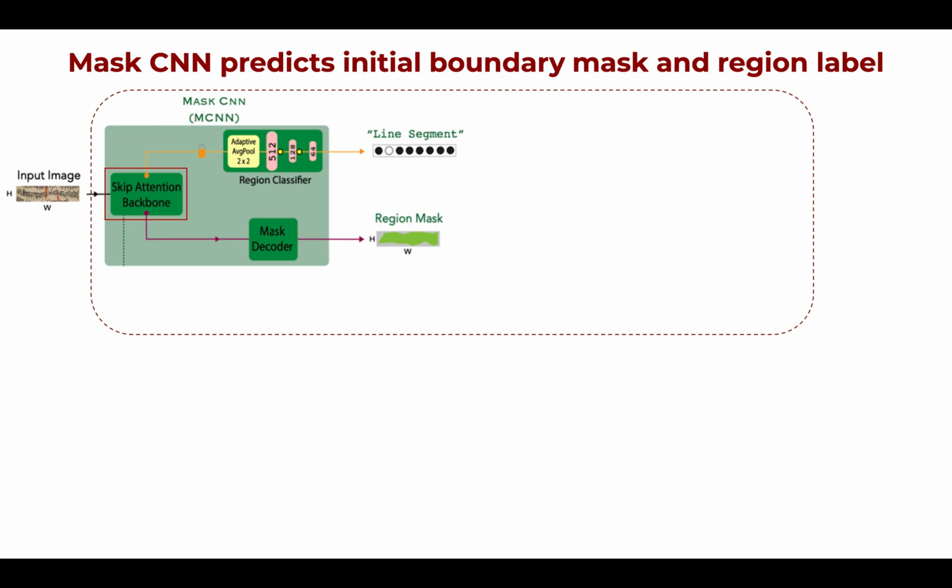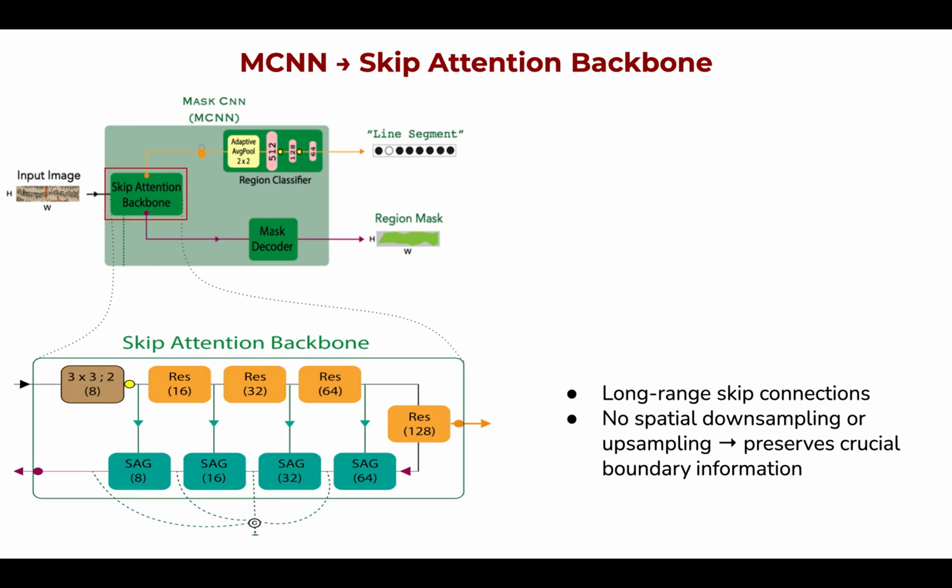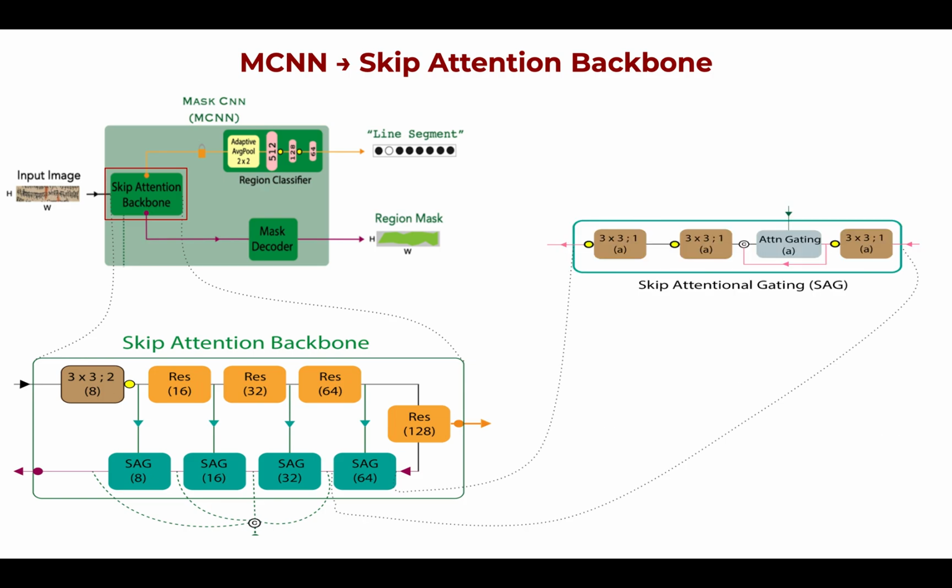In the first stage, the variable-sized input image is processed by an attention-based fully convolutional network to obtain a region mask and a class label. The first part of the backbone contains a series of residual blocks to obtain progressively refined feature representations. The second part of the backbone contains a series of skip attentional guidance blocks. Each block produces increasingly compressed feature representations of its input.